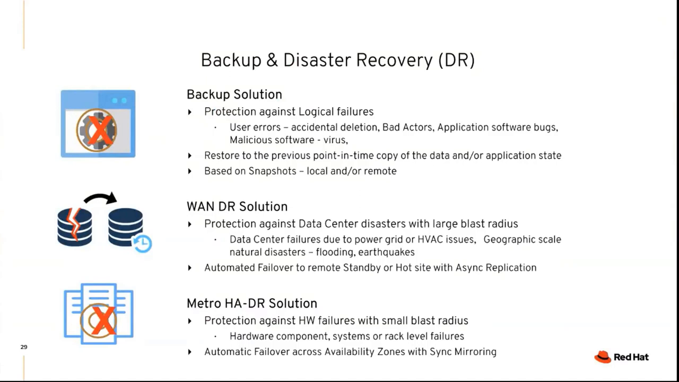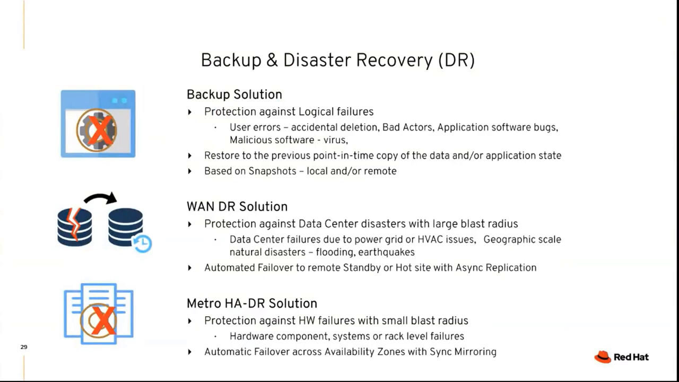When we're talking about a backup solution, we're talking about, I would say, the easiest way to protect ourselves against logical failures: user errors, things that happen due to application bugs, malicious software, and so on. So we want to back up our storage, and in case of a failure, we want to move back in time, lose part of the data maybe, but move back in time to a normal situation. And we want to base that solution on snapshots.